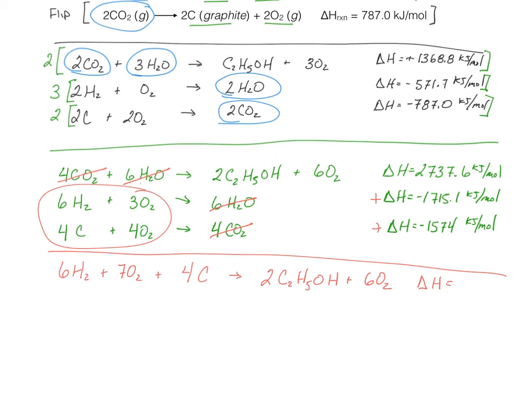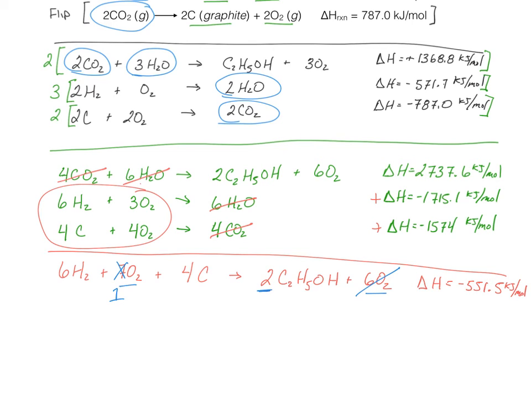So 2737.6 minus 1715.1 minus 1574 gives me a negative 551.5 kilojoules per mole. But I'm not quite done yet. Notice how I have O2 on both sides. So since I have 6 O2s here, those will cancel and leave me with actually 1 O2 on this side. And that's a freebie.